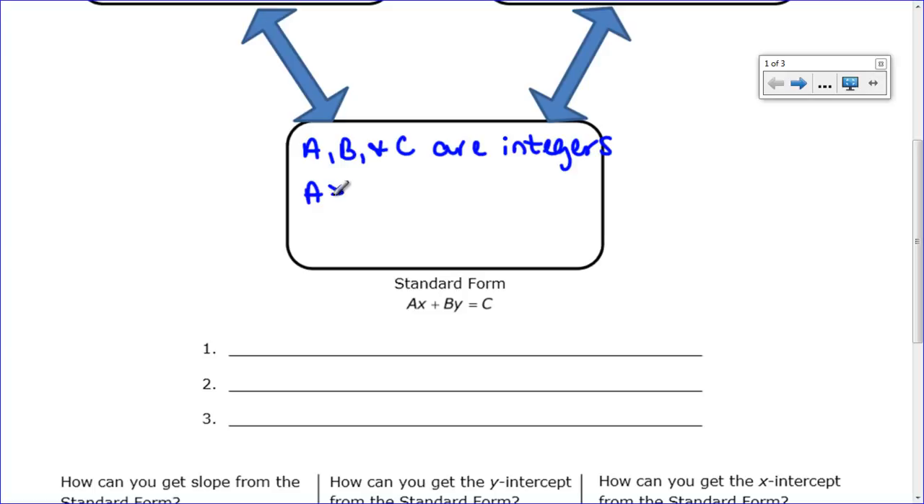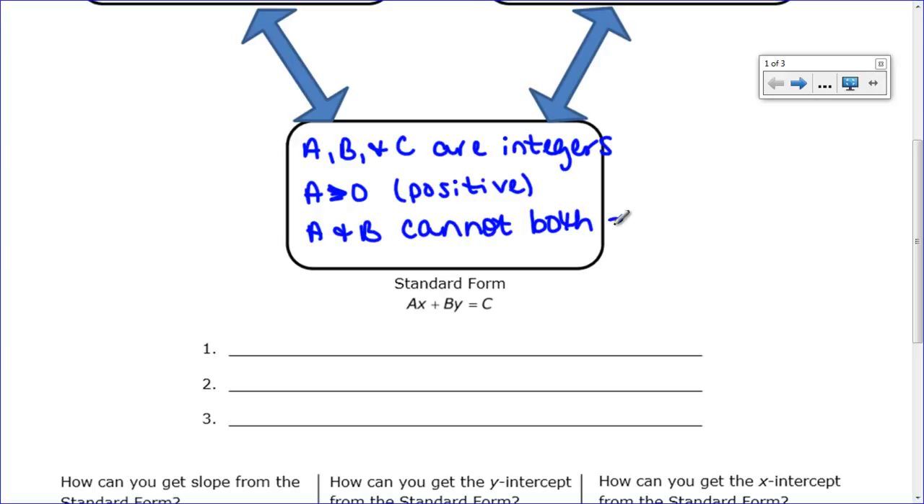A has to be a number greater than 0, which means it has to be positive. And the last thing that you need to know is that A and B cannot both be 0. One of them can, but not the other. If they're both 0, then you don't have an equation because you have no x and no y. So those are the things you need to know.